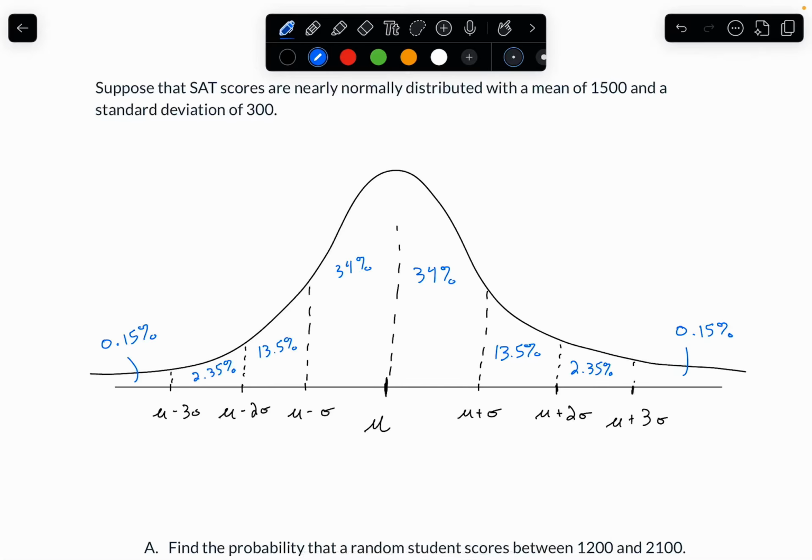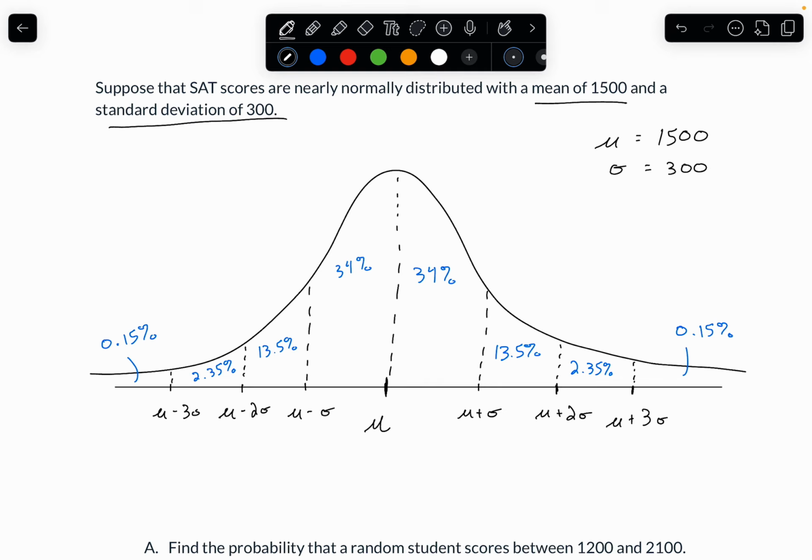Here we're going to continue our work with the normal distribution and the empirical rule to take a look at some examples. So I've copied the normal distribution from above along with all of the different percentages that we calculated in the last video. So here in our example, suppose that SAT scores are nearly normally distributed with a mean of 1,500 and a standard deviation of 300. So that's going to be really important for us. Our mean is equal to 1,500 and our standard deviation is going to be 300.